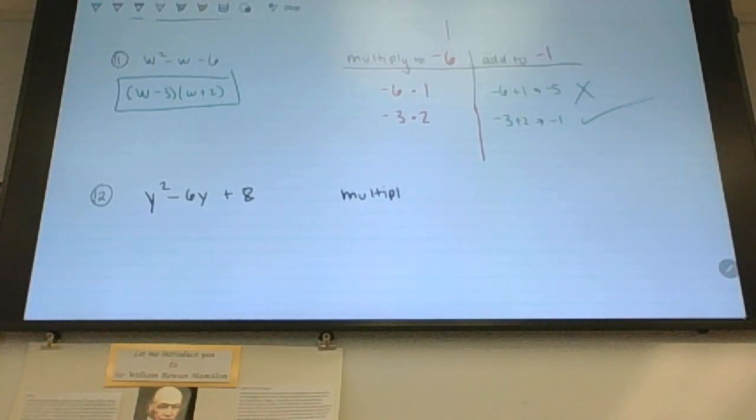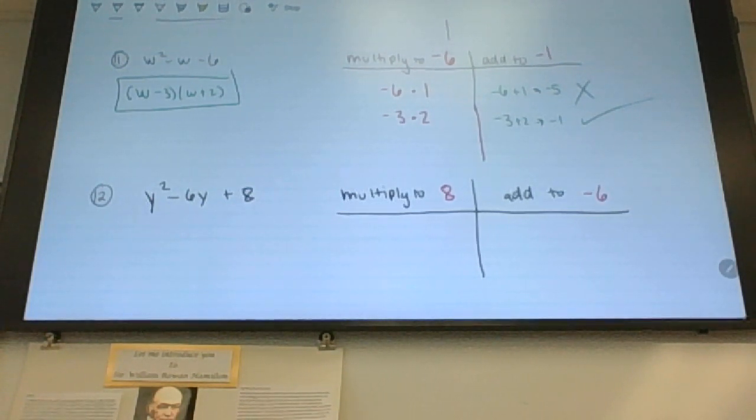Luke, are you with it? Doing these? Could you just tell me, what do I put in the chart? What number do I need to multiply to? 12. You don't have to tell me the answers. Just tell me what number do I need to find and multiply to? Multiply to 8. And so what do they need to add to? Negative 6. Yeah. That's the first part you got to get down. You got to multiply to 8, add to negative 6. Logan, do you see where I'm getting those numbers? Because I know, were you here yesterday?